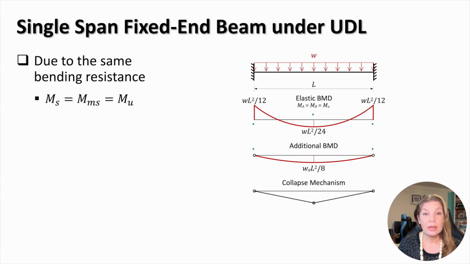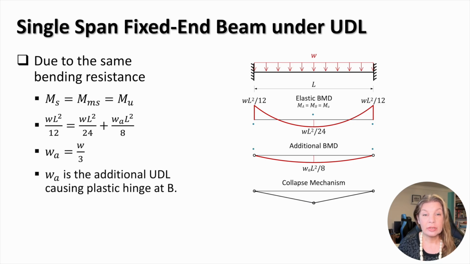We assume that the ultimate bending resistance at the supports and midspan is similar. This leads to the following equation. The solution of this equation results in WA equals W over 3. As a result, the total uniformly distributed load causing failure of the beam is 33% higher than the uniformly distributed load causing the development of plastic hinges at supports.